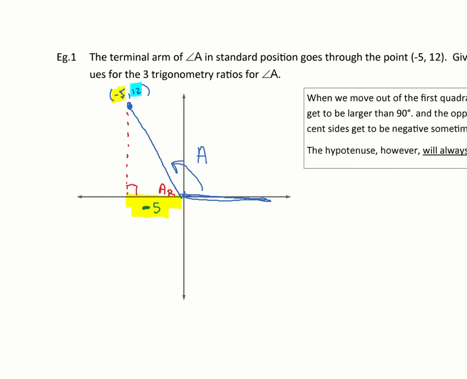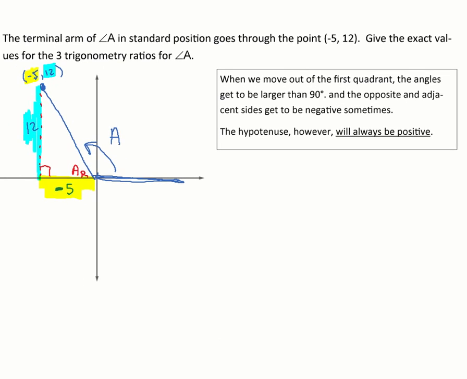Likewise, we've got the y coordinate giving us how much we have to go up, giving us that this side here is 12. So the only thing we've got to figure out now is what the hypotenuse is. So we're going to use our Pythagorean theorem: a squared, or x squared, plus b squared, or y squared, equals c squared, or r squared.